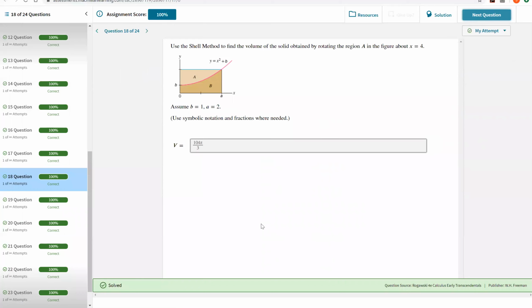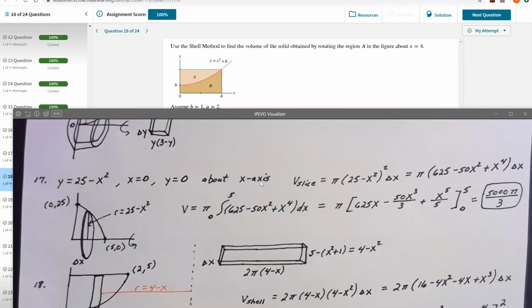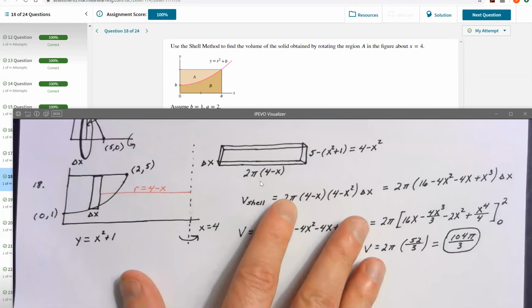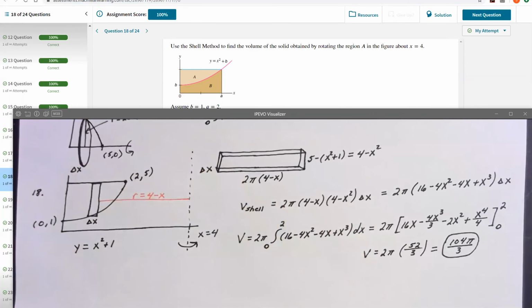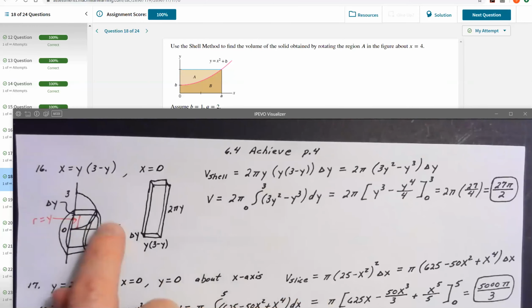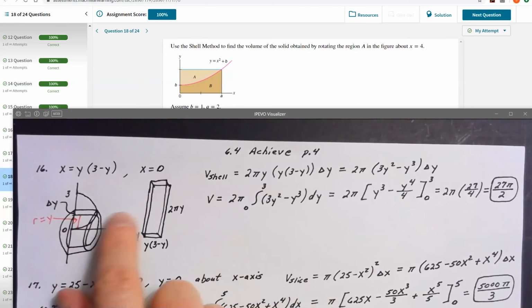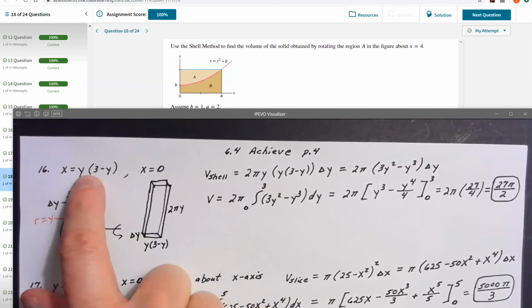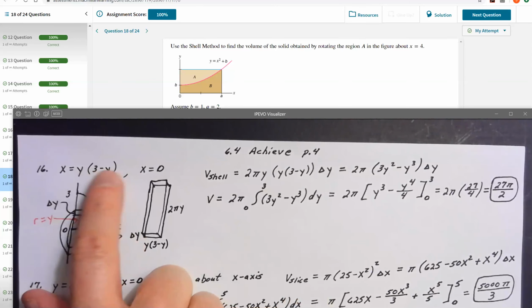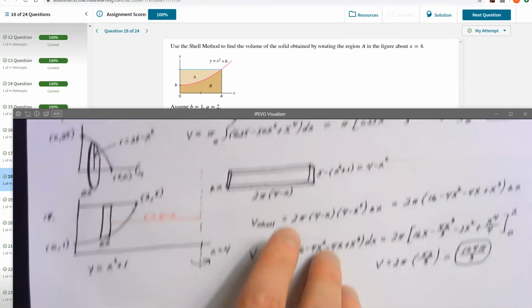For the next one, number 18, goes back to some problems like what we had in the previous section, section 6.3. Again with these, I would always recommend doing the method that's easiest. If it's about a vertical axis of revolution, you should use shells. If it's about a horizontal axis of revolution, you should use slicing. The only exception is that number 16 was about a horizontal axis and I still used shells. That's because the relation was given in terms of y to begin with, so it didn't take any work to get it in that format.